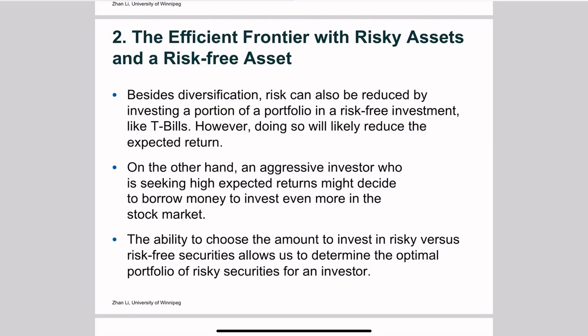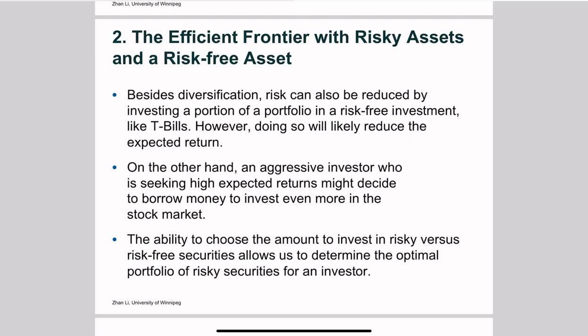Such as T-bills, or you could put money into your savings account. So let's say the annual rate is 2%, then this annual rate is almost risk-free, right? This will have some implication on this efficient frontier.